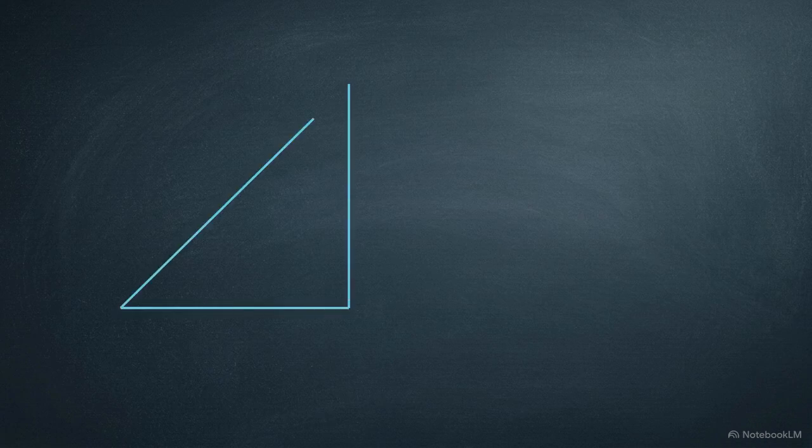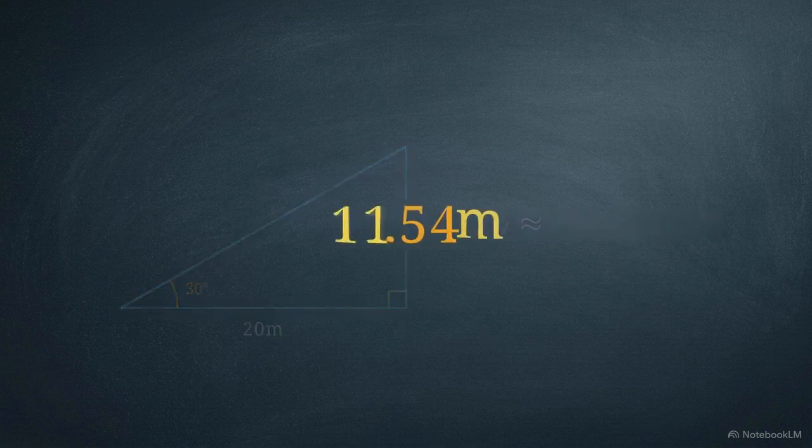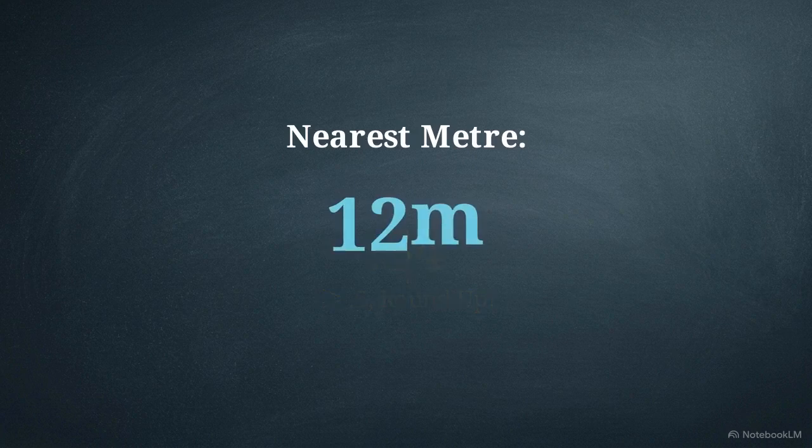Let's check your work. Following our tangent rule, the height equals 12 times the tangent of 45 degrees. Since tan 45 is exactly 1, the height matches the distance perfectly, 12 meters. Let's run a second one, faster. A distance of 20 meters and a 30-degree angle. Height equals 20 times tan 30, which calculates out to 11.54 meters. Applying our rounding rule to the nearest meter, 11.54 rounds up to exactly 12 meters.